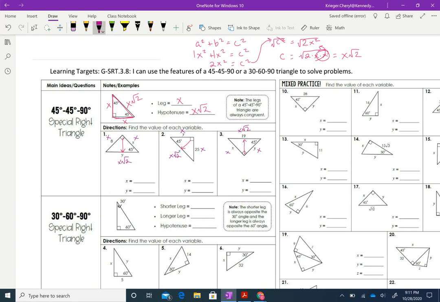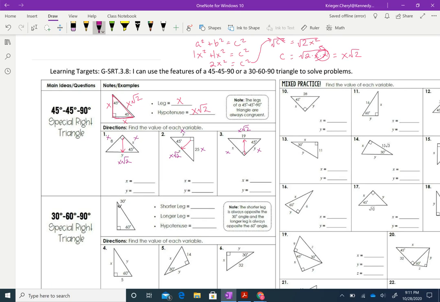And guys, it's unfortunate that they chose in this textbook to use the variables x and y because it gets a little confusing when we're calling our legs x and our hypotenuse x root 2. But it's okay, we'll work with it.